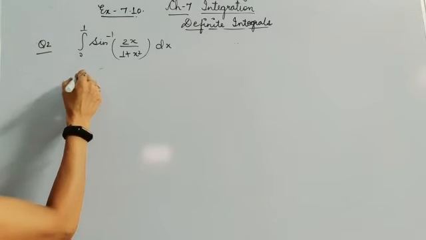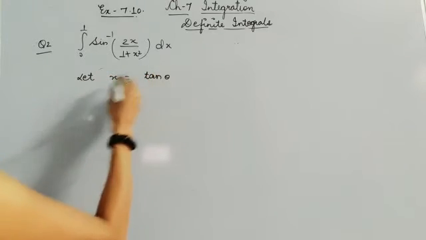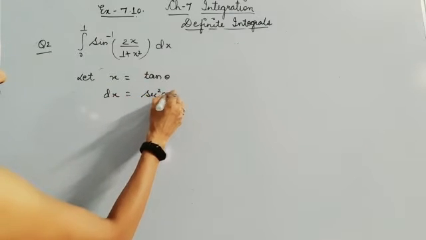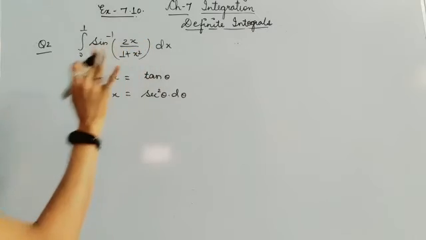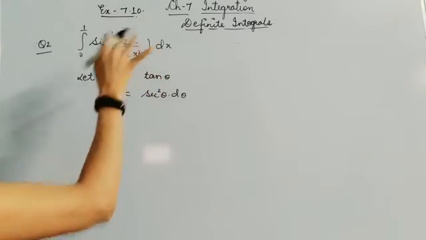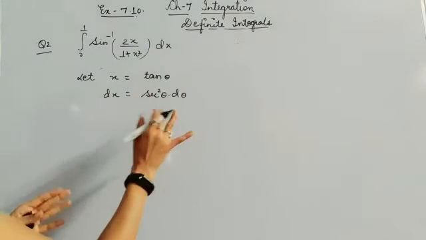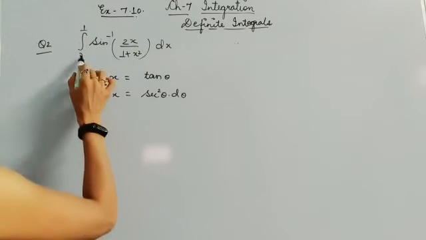For this I will let x equal to tan theta, so here dx will be equal to sec square theta into d theta. Although I know that sec square theta is not present in the numerator, still I will be taking it. Okay, this is one thing. Secondly, whenever you are applying the substitution method, you have to change the limits.